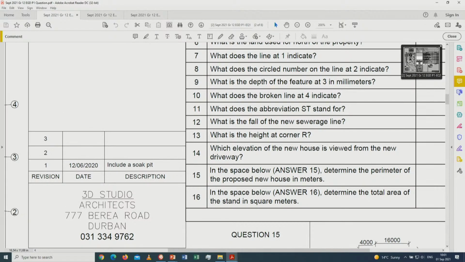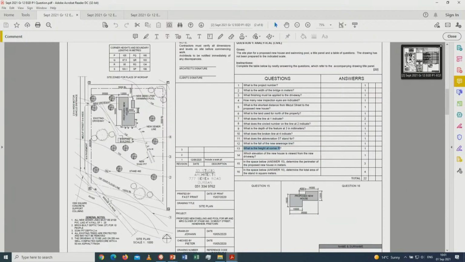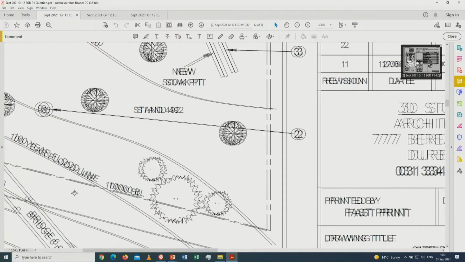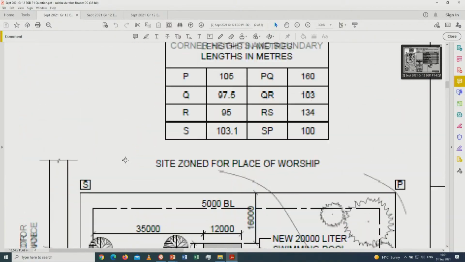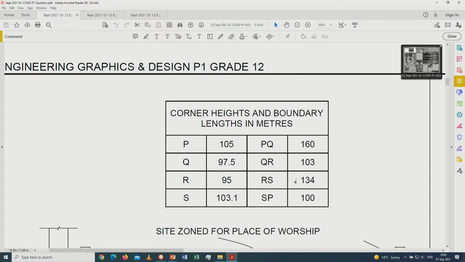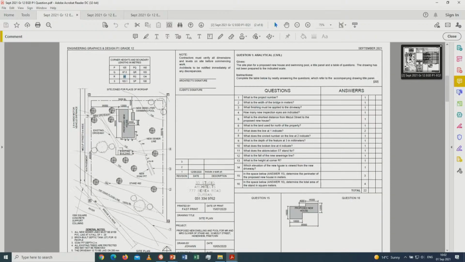Then also, what is the height at the corner R? Again, if you go to corner R, which is over here, there is no height pointed out over here, although 96 is the height in this case over here. It can also be part of the question on the top over here, where you see that R and it points out the height of it at this specific point is 95. So this is a more accurate one because this has been done by the surveyor itself. That is in meters itself, so therefore that is 95. That's a much more accurate answer, so the answer should be 95 in that case.